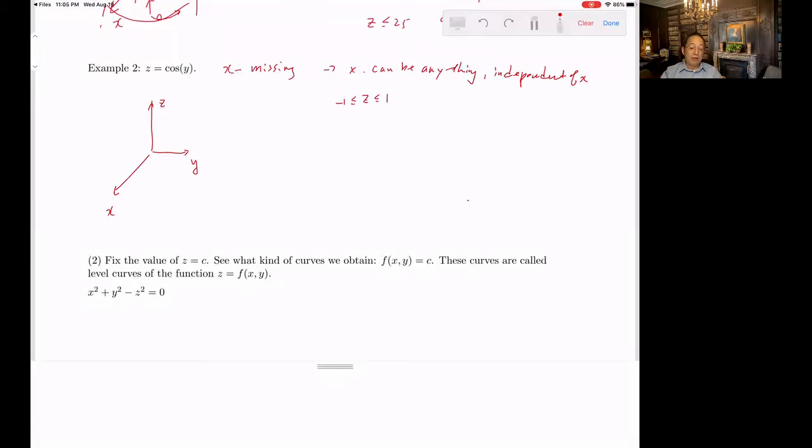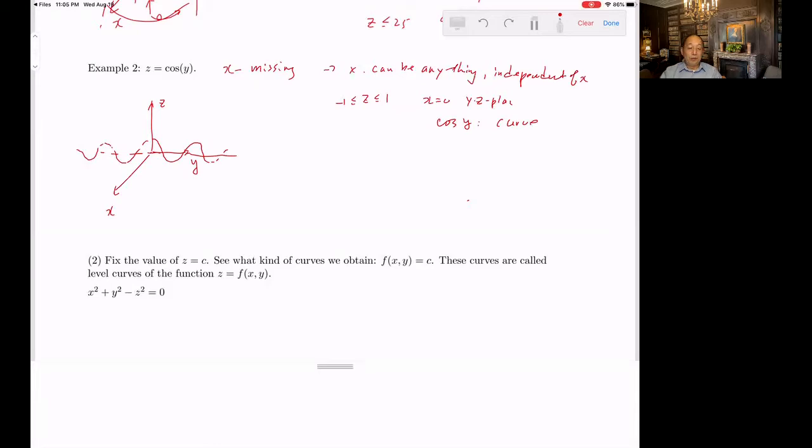Now, if we look at x equal to 0, that's in the y-z plane, right? X is equal to 0, so this is the plane over here. Then we have just a cosine curve, z equals cosine y. So what we have over here is something like this, and this is inside the YZ plane.